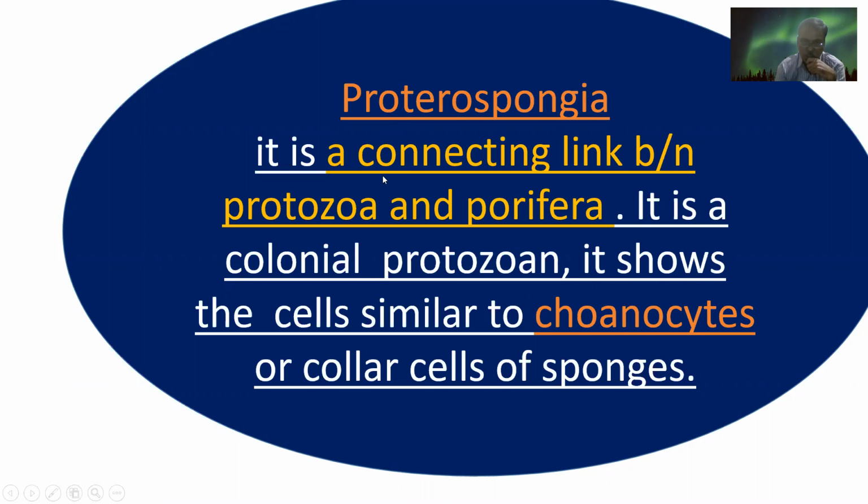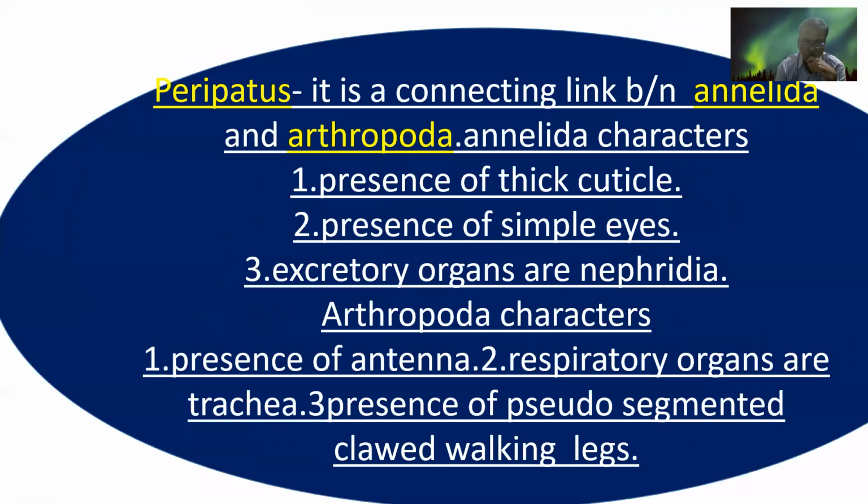Proterospongia. It is a connecting link between protozoa and porifera. It is a colonial protozoan. It shows cells similar to choanocytes or collar cells of the sponges. It is a living bridge in between the protozoa and porifera.